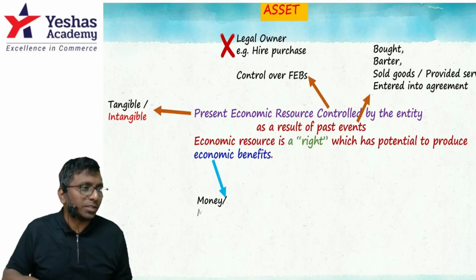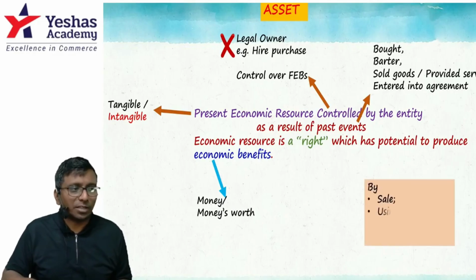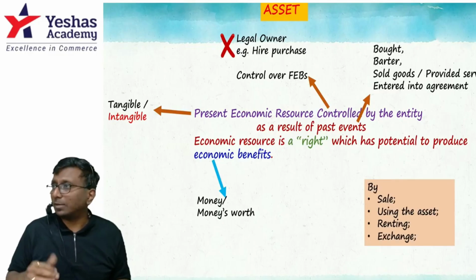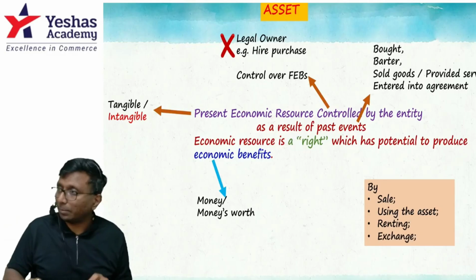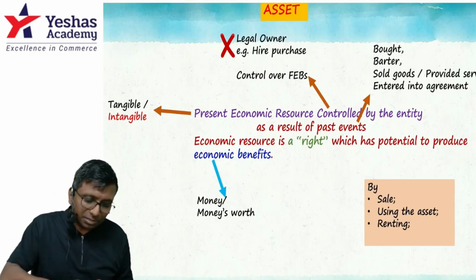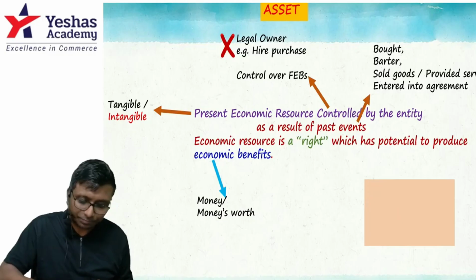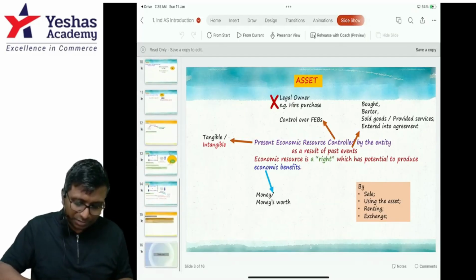I'll be able to use economic benefits, meaning money or money's worth. How do you get the money? I'll get the money by selling, by using, by barter. So many ways are there to get the money. So that is asset.